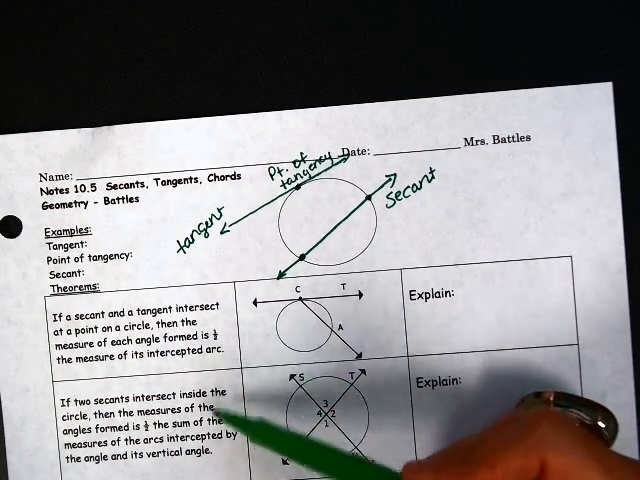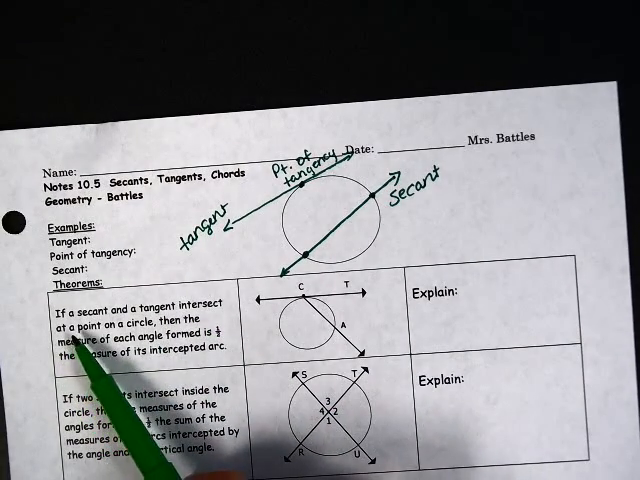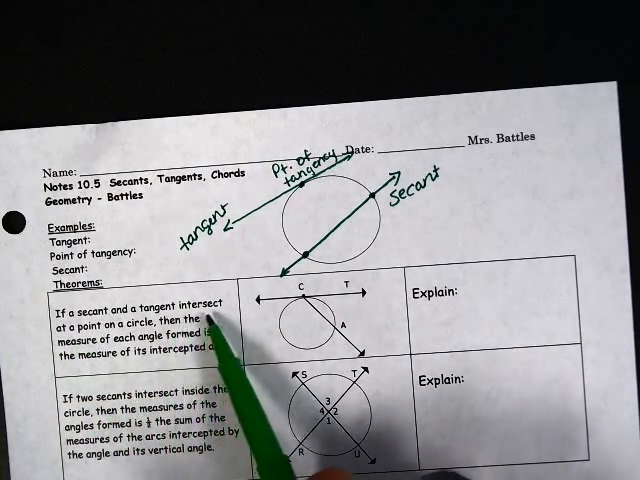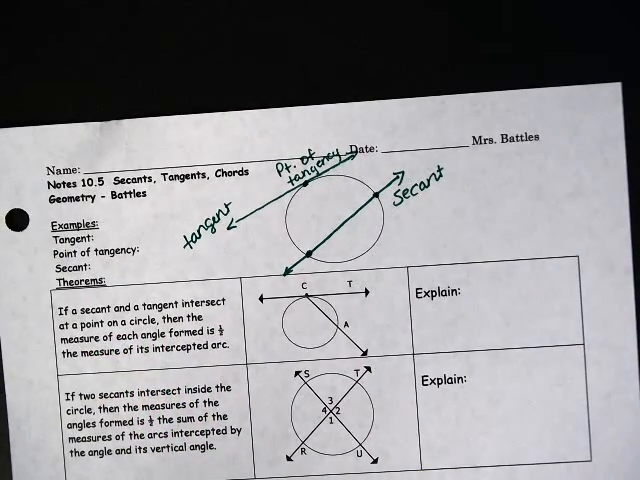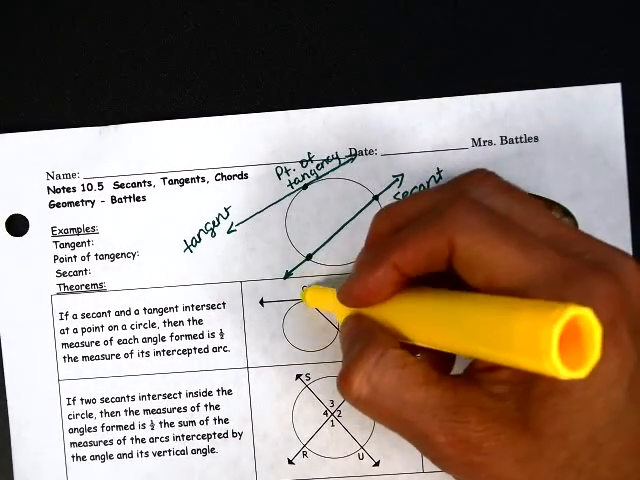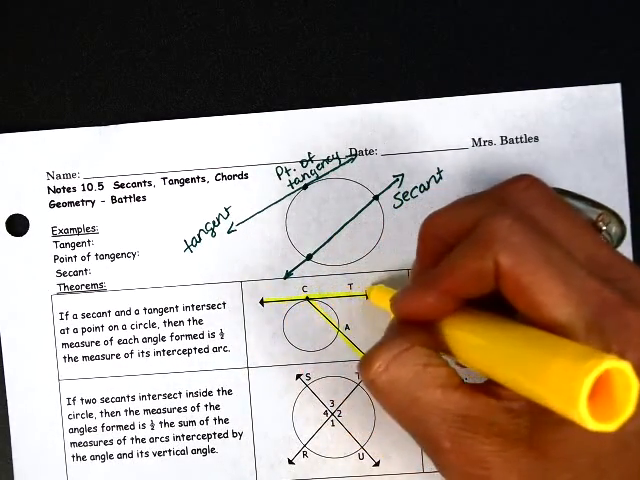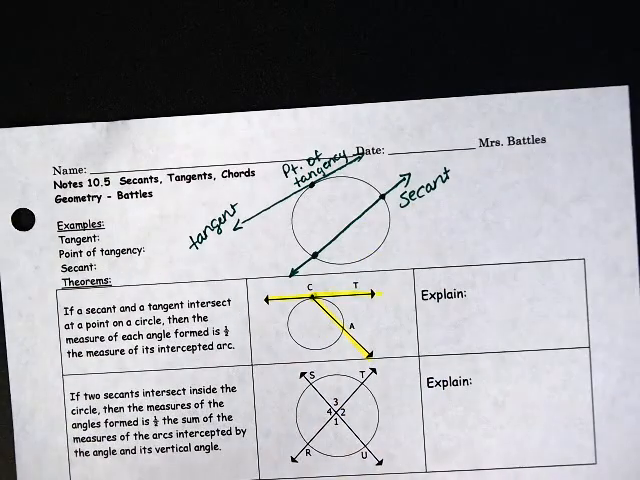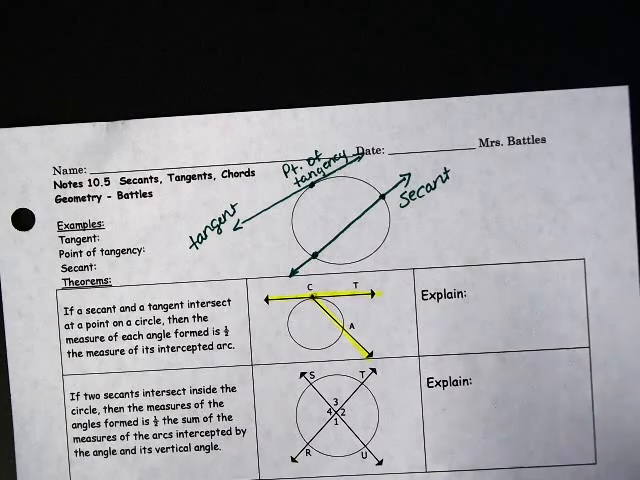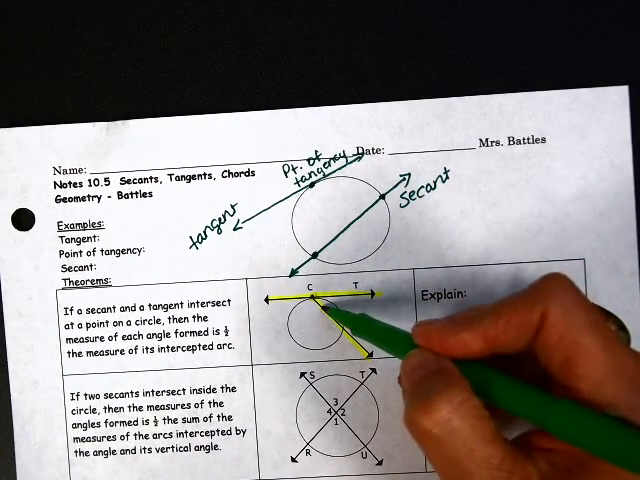The first two theorems we're going to cover are in this box. The first one says, if a secant and a tangent intersect at a point on a circle, here is your secant, and here is your tangent. They intersect at a point on the circle. Then the measure of each angle formed is half the measure of its intercepted arc.